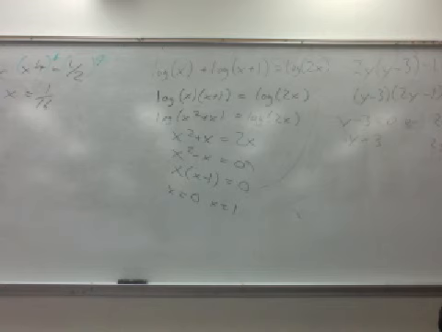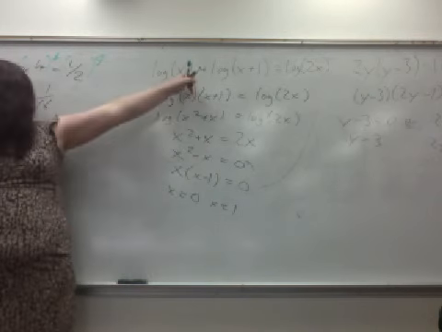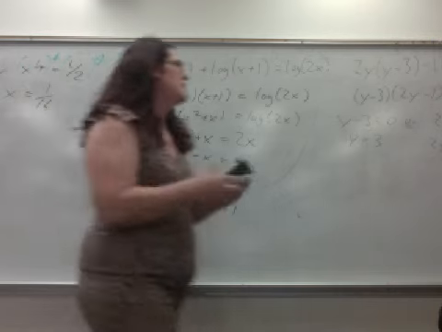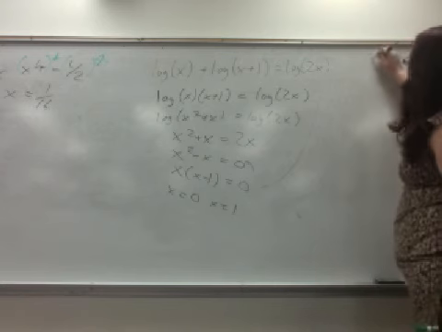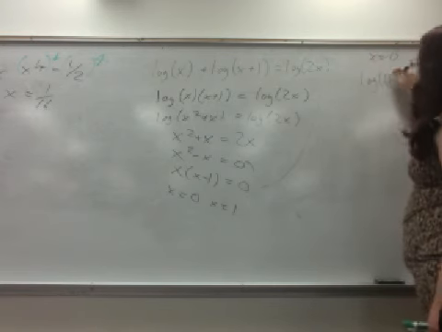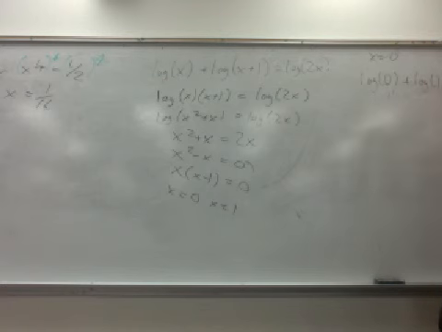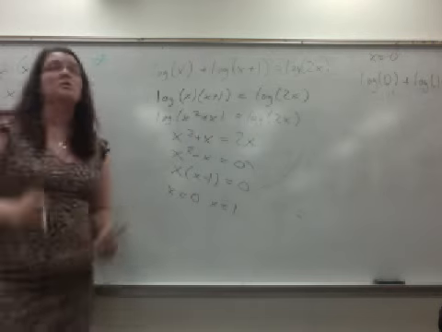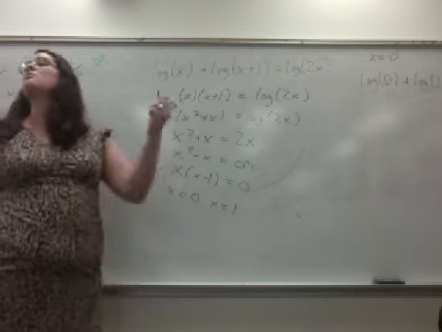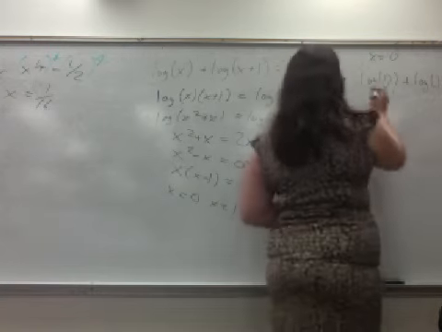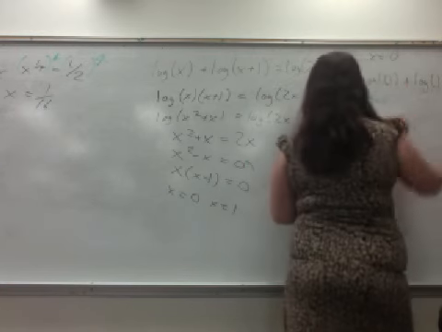Logarithmic equations are one of the types of equations where we need to check our solutions. Those might not be solutions, because sometimes if you plug them into the original equation, we cannot do what we get. So here, if I plug in x equals 0, I get log of 0 plus log of 1 equals log of 0. And log of 0 does not exist. You cannot take the logarithm of a number that's not positive. You cannot take the logarithm of 0, and you cannot take the logarithm of a negative number. So x equals 0 is not a solution.